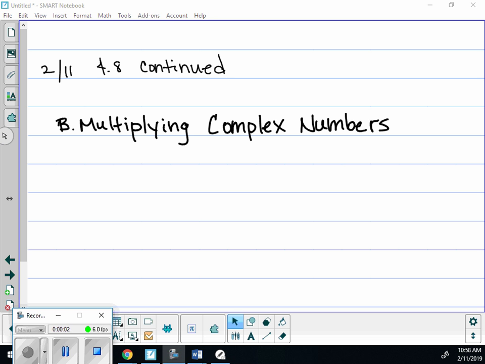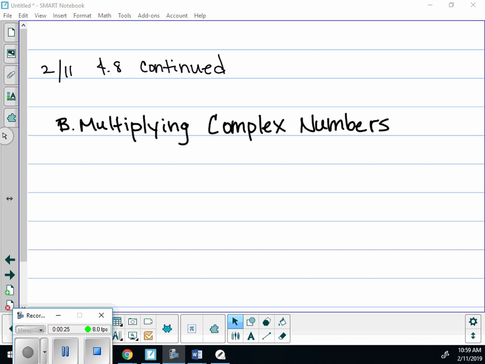So section 4.8, talking about imaginary numbers, complex numbers. We looked at how to simplify a square root of a negative number using i and breaking down a square root. We looked at adding complex numbers where we add the real part, add the imaginary part, and come up with one imaginary or complex number.